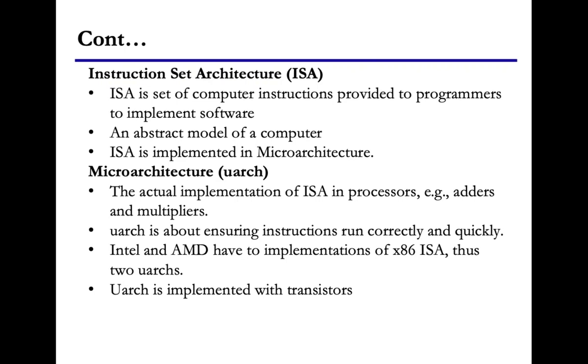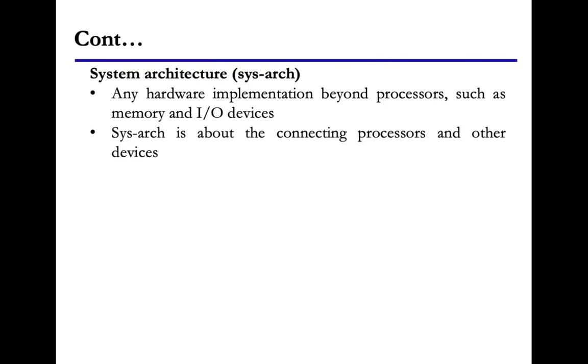So the first part of your computer architecture is instruction set architecture. One programmer should understand what instruction set architecture is used by various microarchitectures or microprocessors. Then the third very important part is system architecture. In system architecture, any hardware implementation beyond processors, such as memory allocation or memory organization or input output device functionality, will be handled by your system architecture. So this system architecture is about connecting processors and other devices, right?